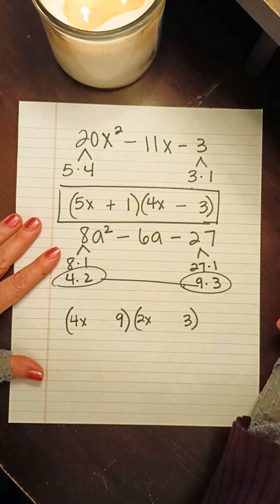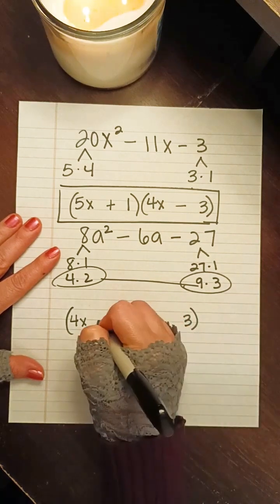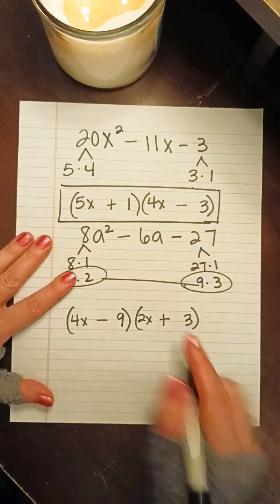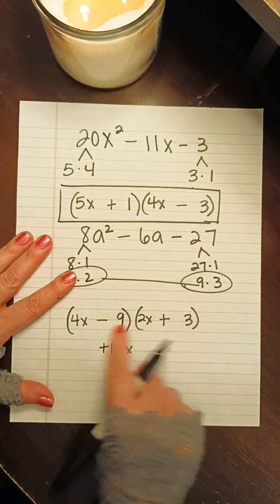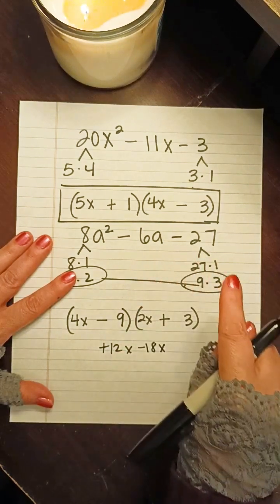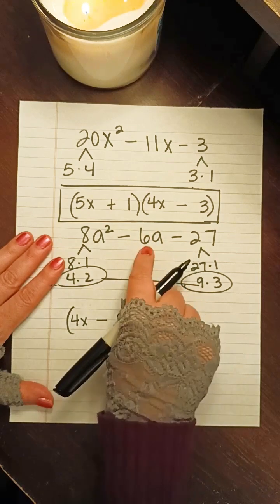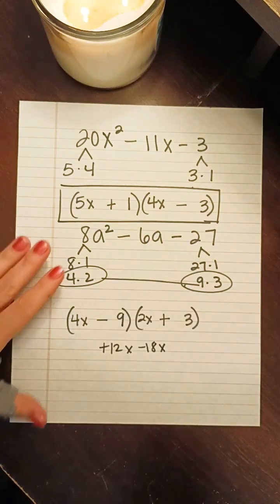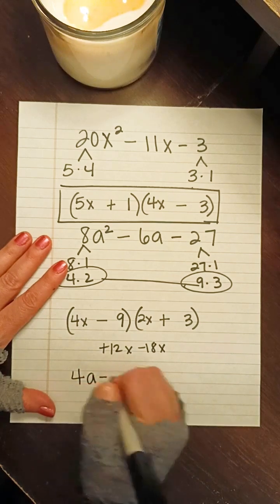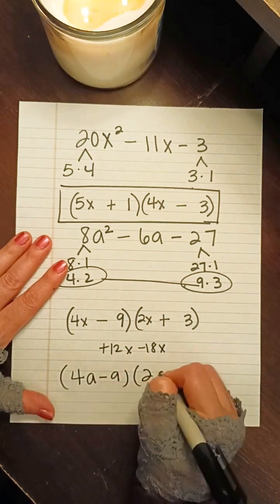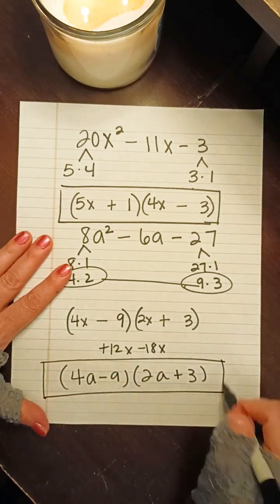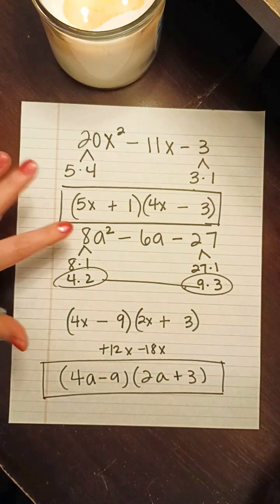So I want the bigger product to be a minus. I'm going to put the minus here and the plus here, because that will give me a positive 12x minus 18x. And 12x minus 18x will get me negative 6. And this should have been an A, because we're dealing with A's. I'm going to catch that. So 4a minus 9, 2a plus 3 should be the factors.